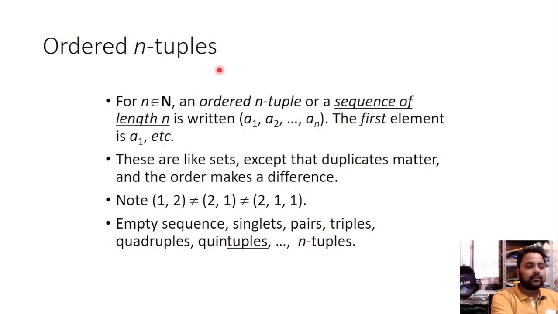Now ordered n-tuples. For n belonging to the natural numbers, an ordered n-tuple or a sequence of length n is written (a1, a2, a3, up to an). The first element is a1, etc. They are like sets except that duplicates matter and the order makes a difference. Note (1,2) is not equal to (2,1), which is not equal to (2,1,1). Empty sequence, singlets, pairs, triples, quadruples, quintuples, and so on up to n-tuples.